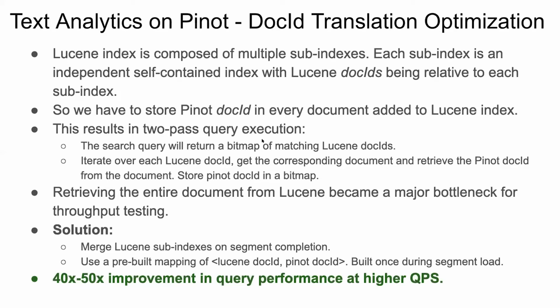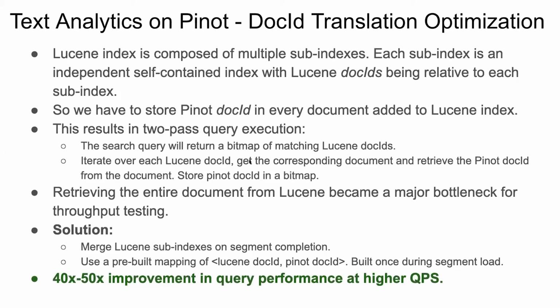In our performance testing, we found that this particular operation of constructing an entire physical document for each matching doc ID was becoming a major bottleneck for throughput testing. It was consuming a lot of CPU, and thus our queries were not scaling well with the increase in QPS.